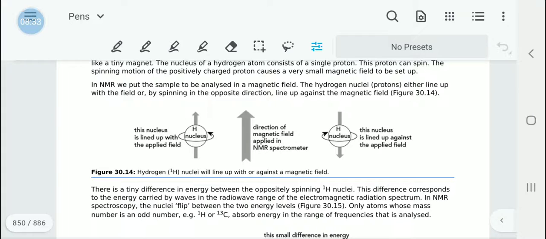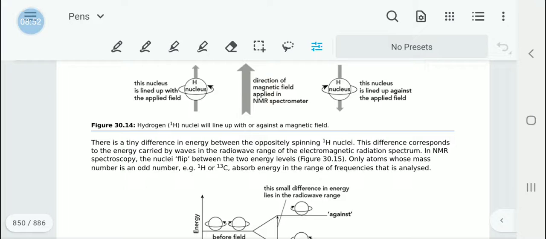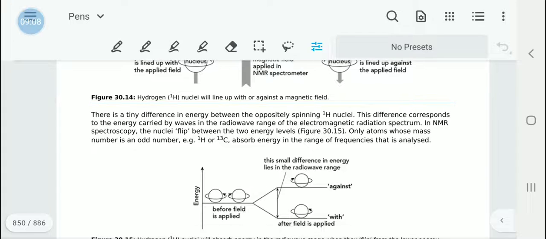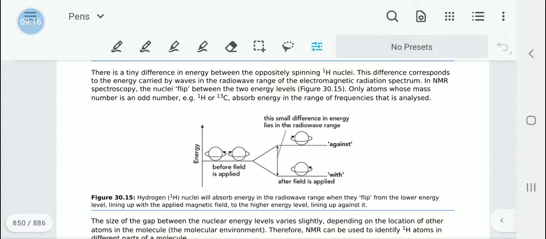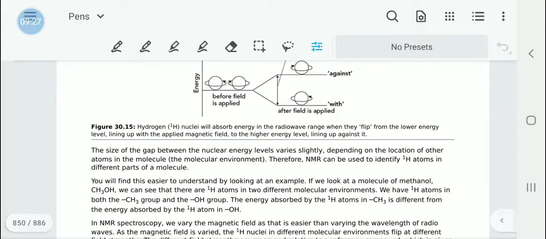These spinning protons have different energies because they will either spin in the same direction or the opposite direction. This energy difference will correspond to the energy carried by the radio wave range of the electromagnetic radiation spectrum. Please draw this 30.15 graph. Then you will be able to understand how they spin with and against, and that energy difference is easily seen.